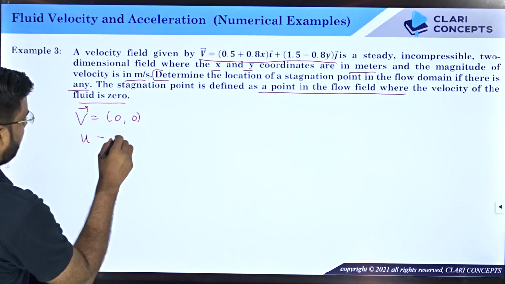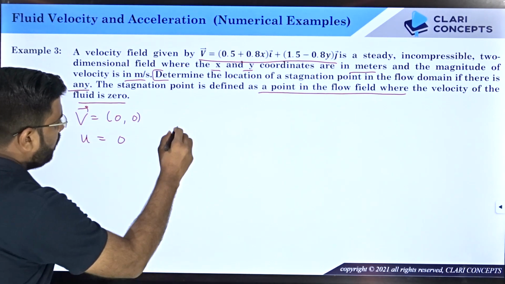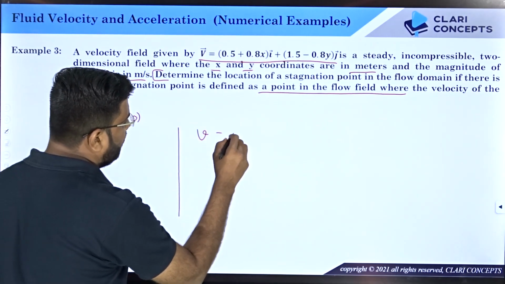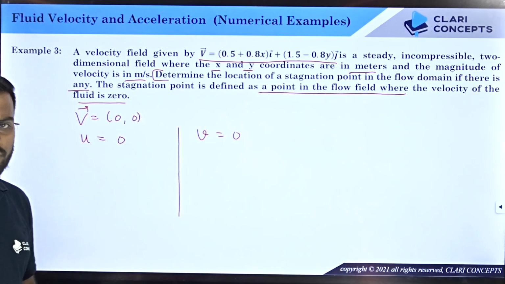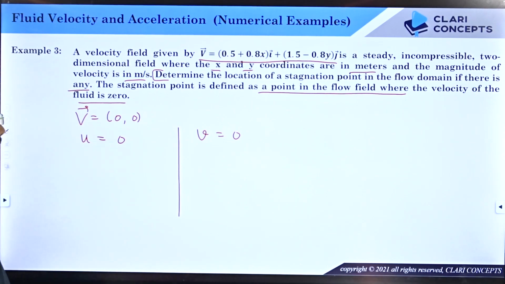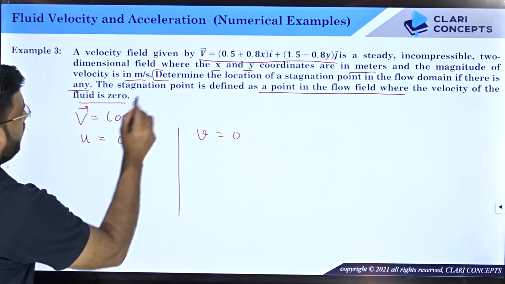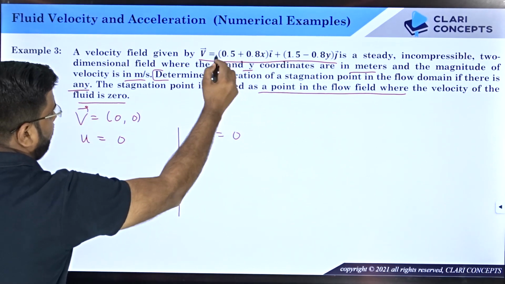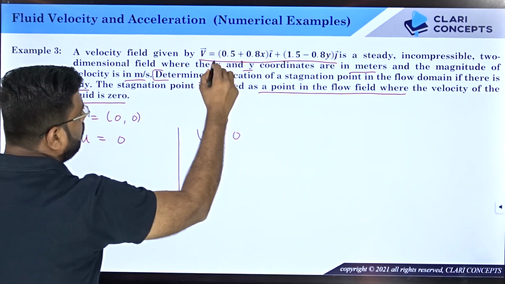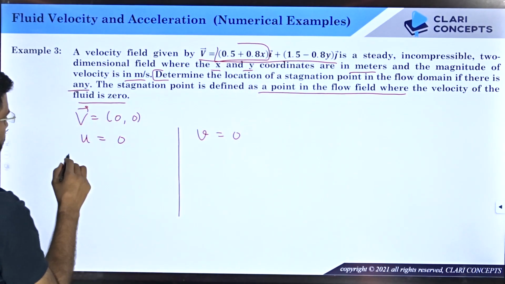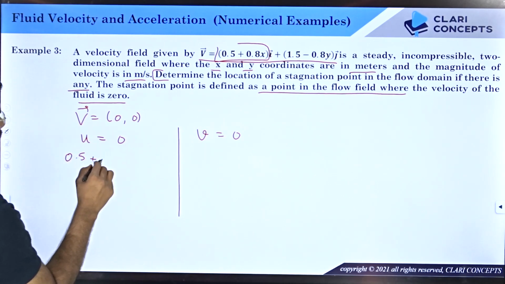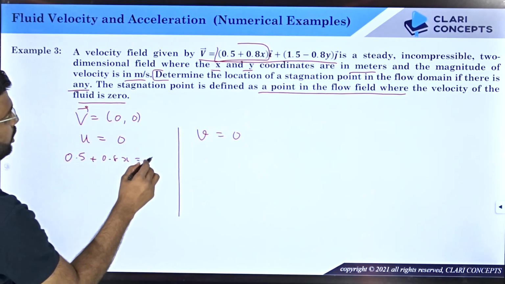Firstly we will see at what points u is equal to 0, and then at what points v is equal to 0 in the domain, and if at all there is any common point coming out, then we can definitely say that at that particular point both of them are 0. So first we will equate u to 0 and then v to 0. What is u? U is this value, right? So I can say 0.5 plus 0.8x is equal to 0.